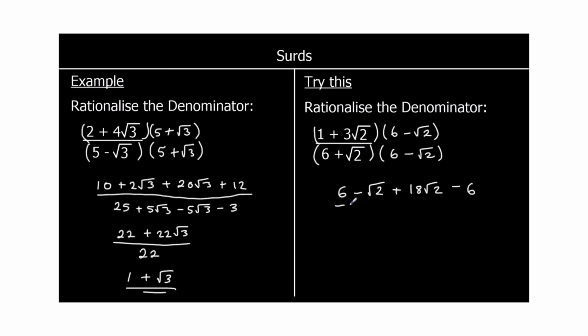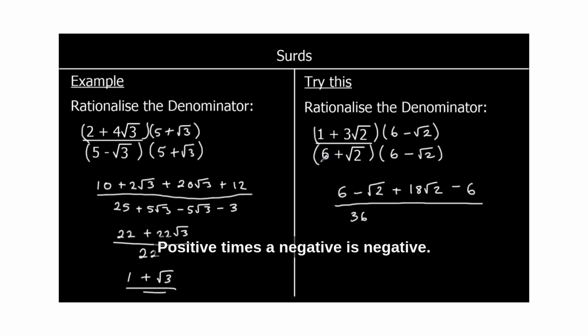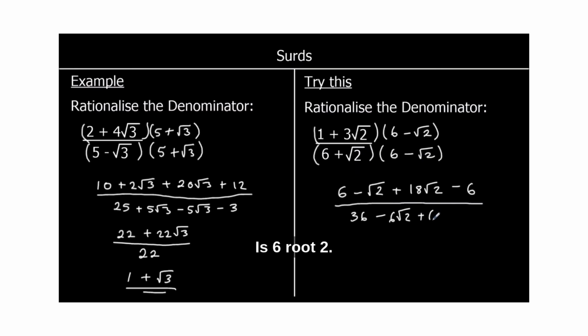And on the bottom, 6 times 6 is 36. Positive times a negative is negative. 6 times root 2 is 6 root 2. Root 2 times 6 is 6 root 2. And positive times a negative is negative. Root 2 times root 2 is 2.